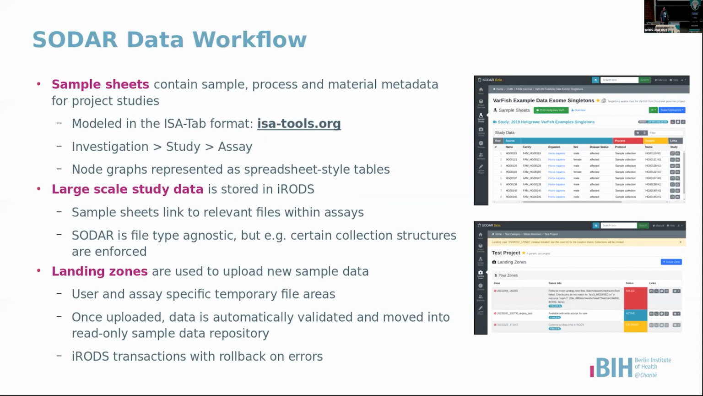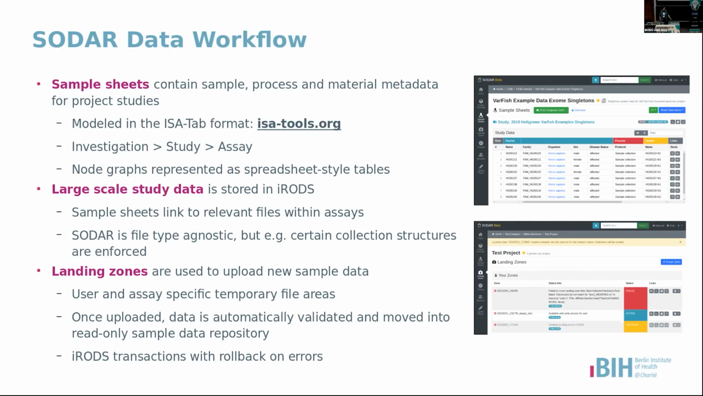How do we actually handle this? The data management workflow goes like this. We have sample sheets which model the study design. For this, we use the commonly used ISA-Tab format, which some of you might be familiar with. Basically, you have an investigation under which you have a study or several studies. A study tells how samples are derived from donors or patients. And then under each study, you have one or more assays, which describe what happens to the samples after that and how we end up with libraries and so on.